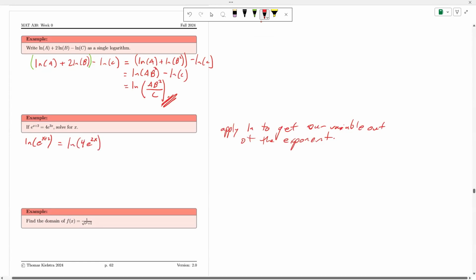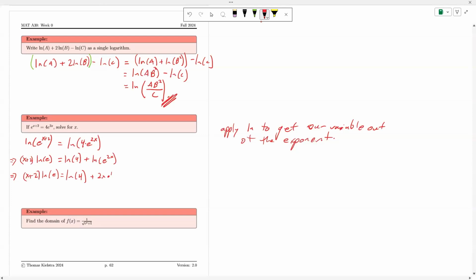Now here, before I can bring it out, these two numbers are multiplied. I have to separate that multiplication before I can bring the next exponent down. So let's go through how we would do that. Here, this becomes x plus 2 times ln of e. And this becomes ln of 4 plus ln of e to the 2x, which implies that x plus 2 times ln of e equals ln of 4 plus 2x times ln of e.